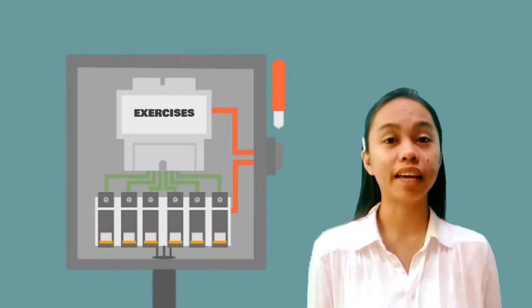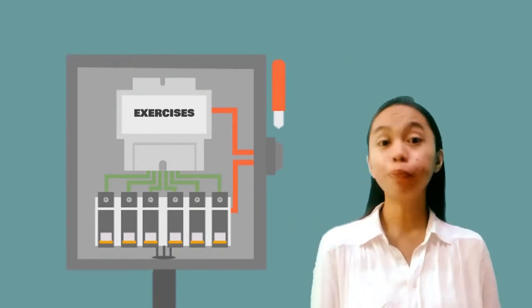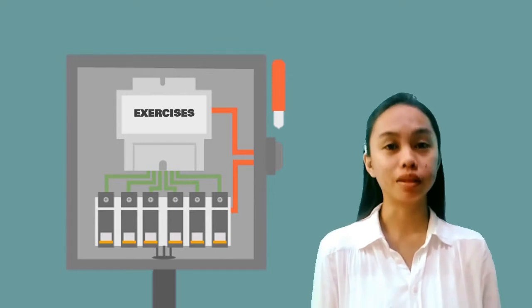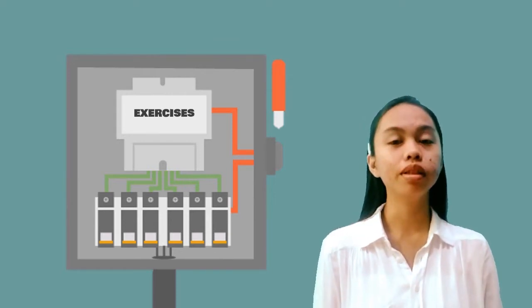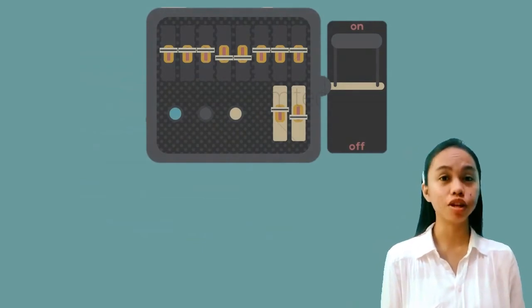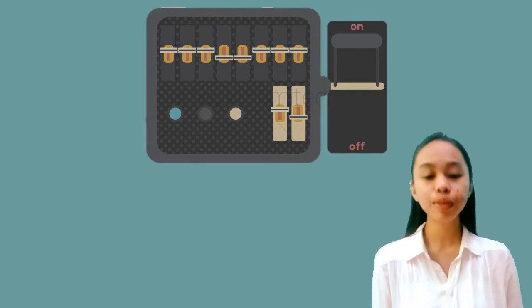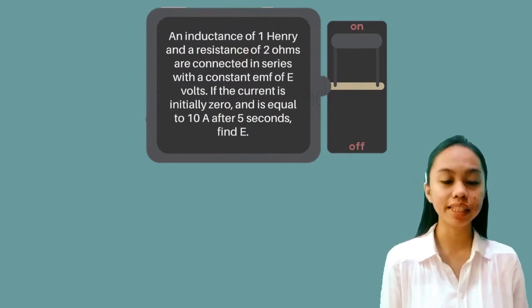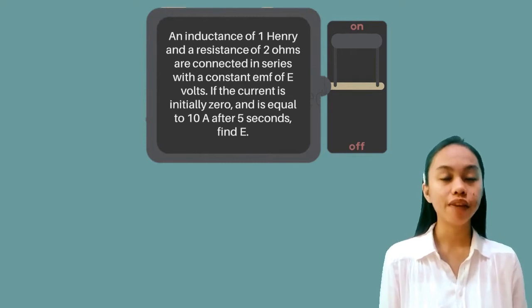So for our exercises, I will be showing you two problems and how to solve these problems as well. For our first example, this problem is an application of first-order differential equations in electrical circuits, specifically RL circuits. Our first problem: an inductance of 1 Henry and a resistance of 2 ohms are connected in series with a constant EMF of E volts. If the current is initially 0 and is equal to 10 amperes after 5 seconds, find E.